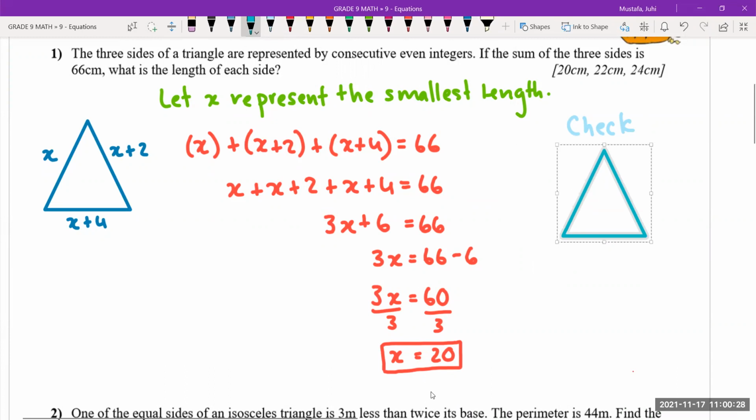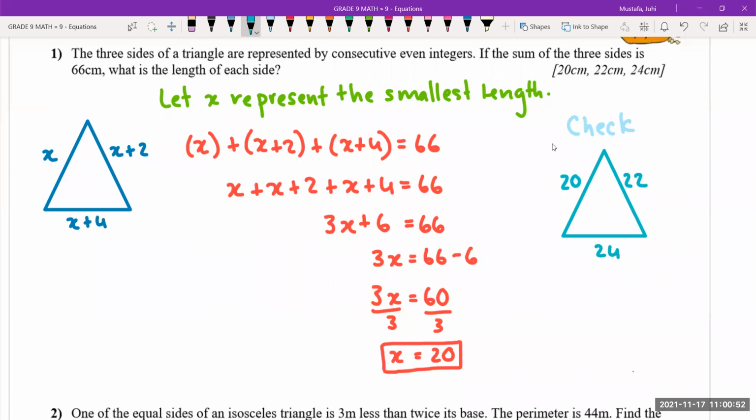So where am I going to put the 20? Well, x is equal to 20. I see it's on the left-hand side. So I'm going to say this side length right here is 20 centimeters. You don't need to write the units, just the number is fine. What will this side length on the right over here be? Which is going to be 22. And what's the side length over here going to be?